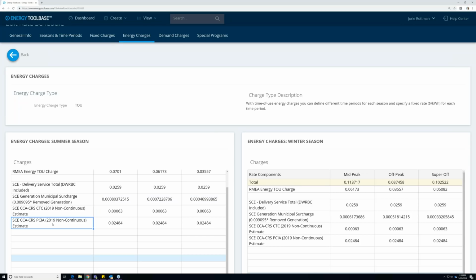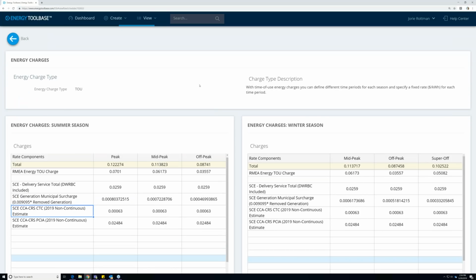And as you saw before in the PG&E, there's also a PCIA for SCE, and again, these have the vintage years depending on your customer. And SCE's is a little less, it's at 2.5 cents, but it's still a significant charge to pay attention to. And then they also have the CTC charge, which is an ongoing competition transition charge, and this recovers the above market cost of utility generation.